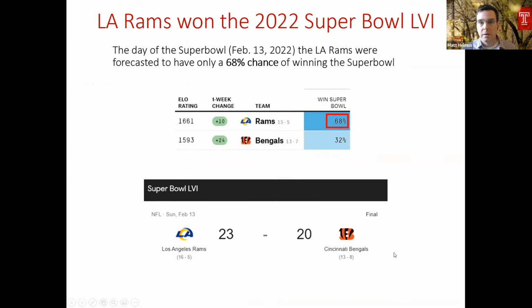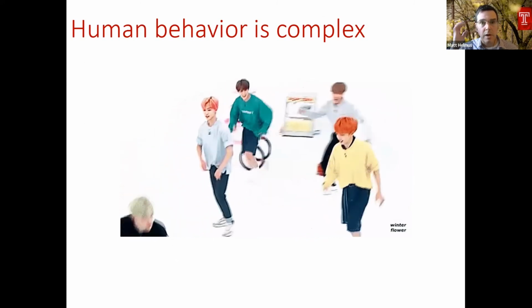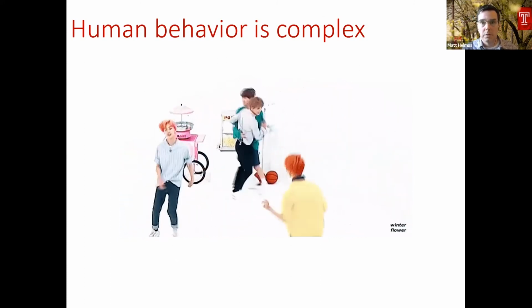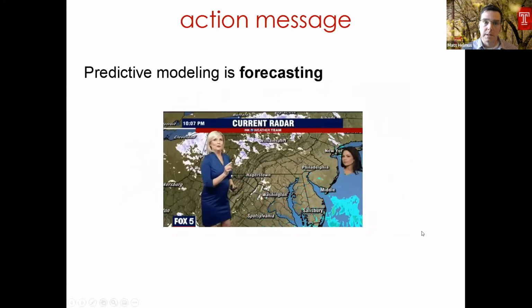So these sophisticated models that have been developed for sports betting and sports predictions and forecasting aren't even that great. And why is that? That's because human behavior itself is incredibly complex, and trying to predict what humans are going to do is incredibly difficult. So let's continue with this idea.